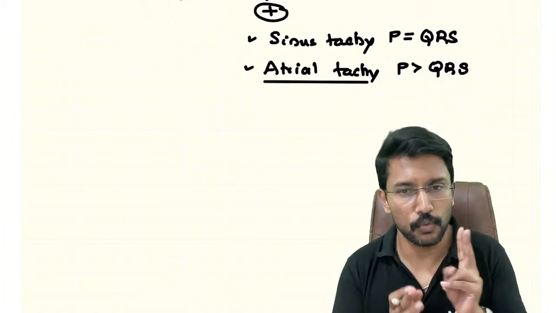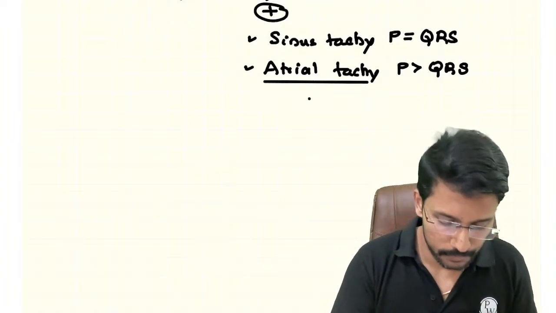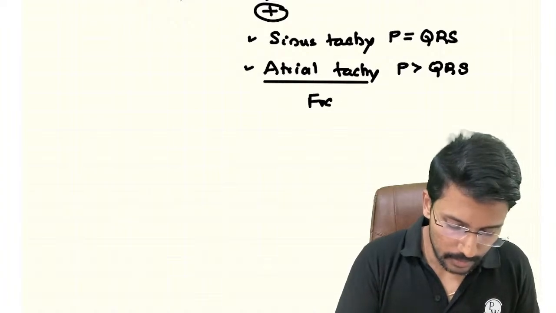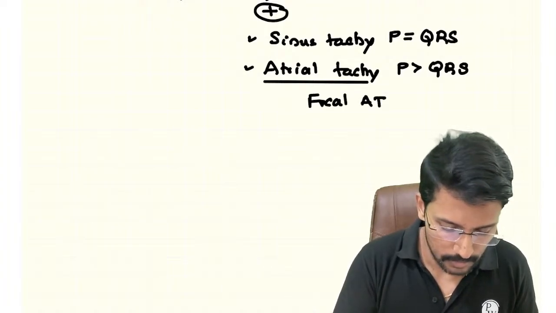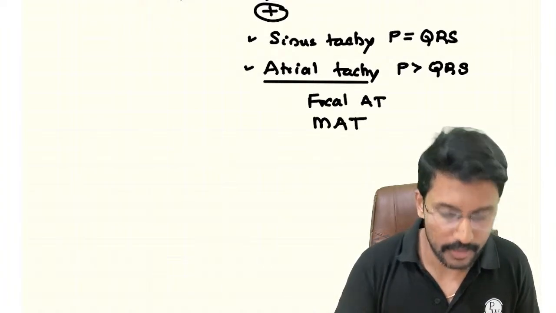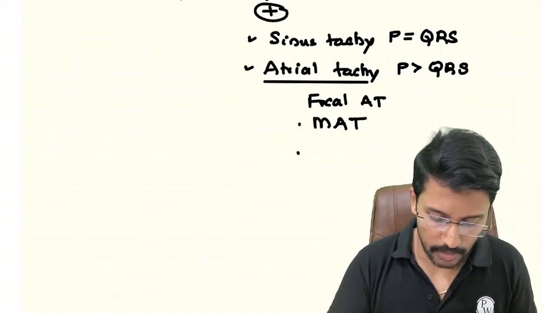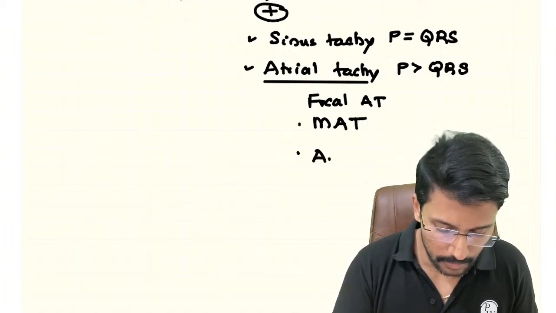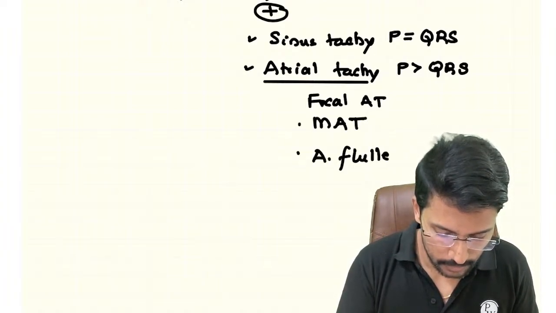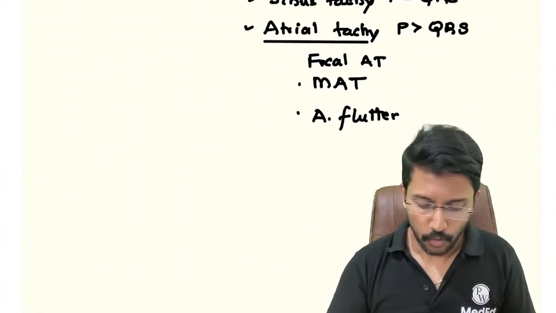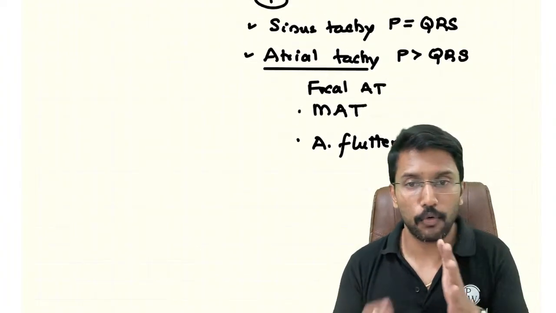What they will ask you is two ECGs. One type of atrial tachycardia called multifocal atrial tachycardia or MAT, and the other thing they will ask you is the atrial flutter. Okay. How do I identify multifocal atrial tachycardia?